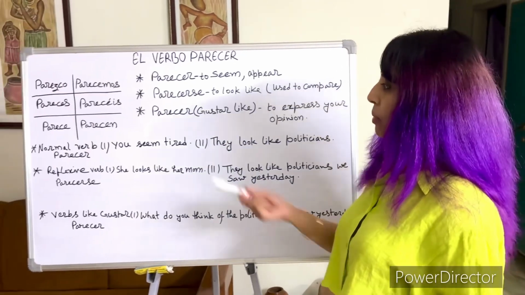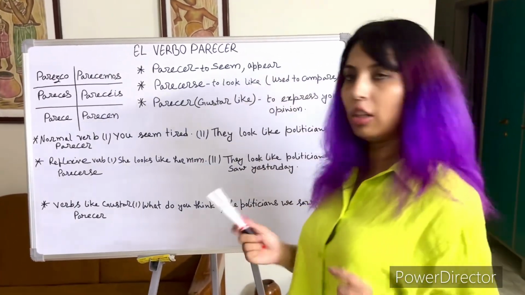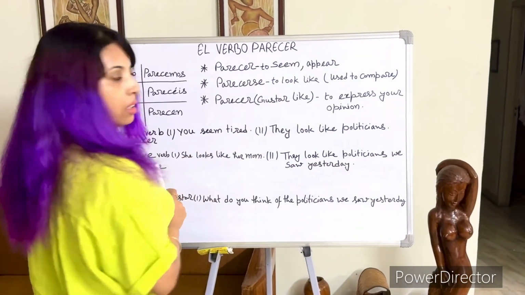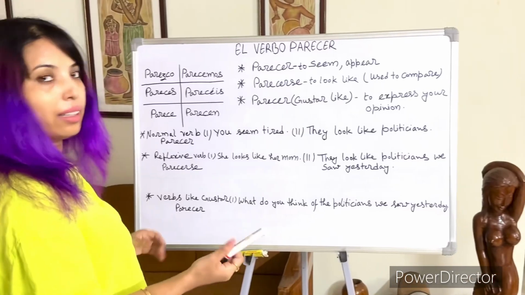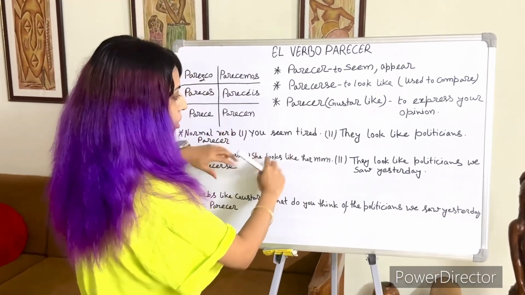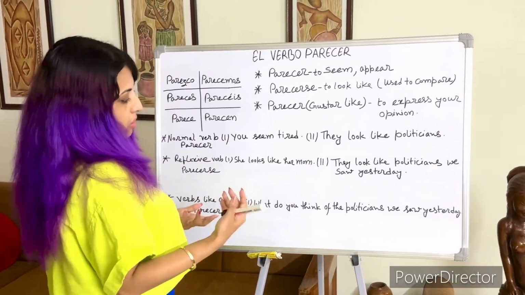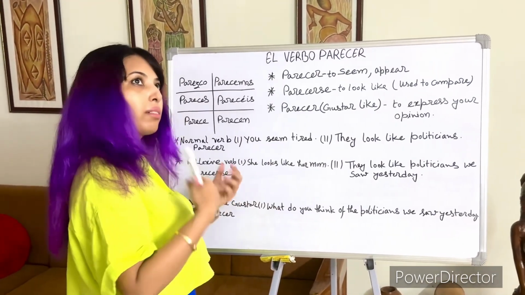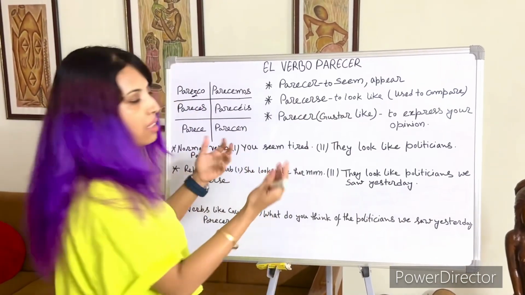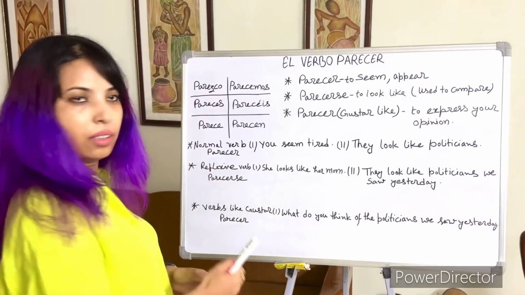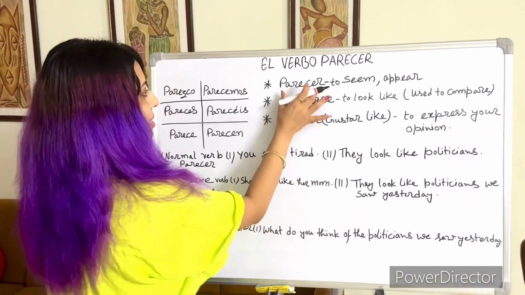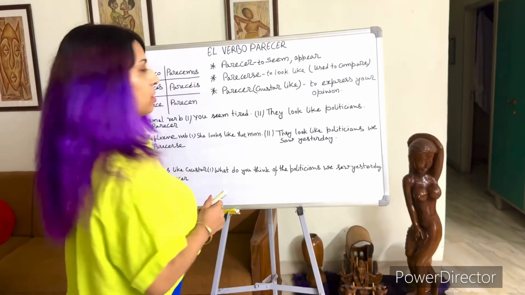First example, for when you use it as a normal verb: you seem tired. Here you are just describing. There is no comparison, and you are not giving your opinion about something. You are just describing, like you seem tired. So in this case you use parecer as a normal verb.